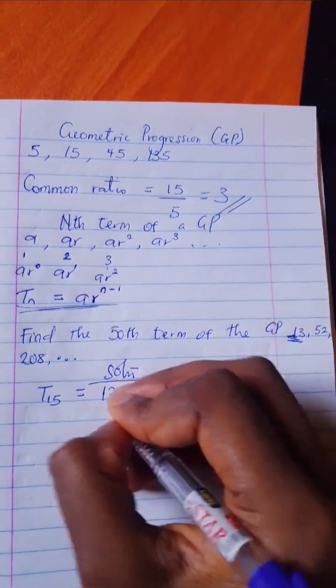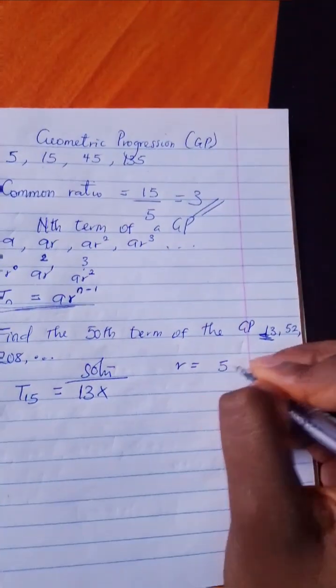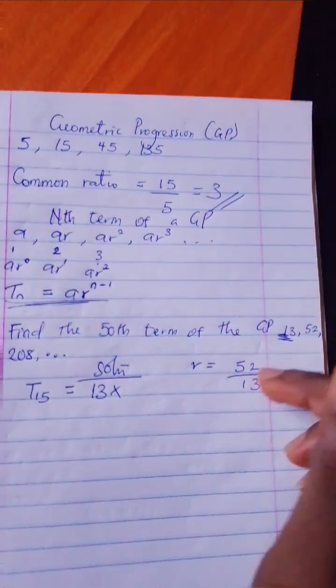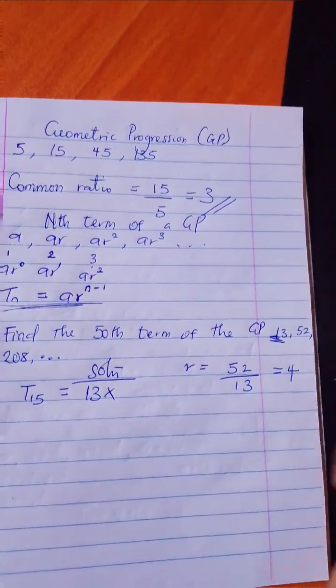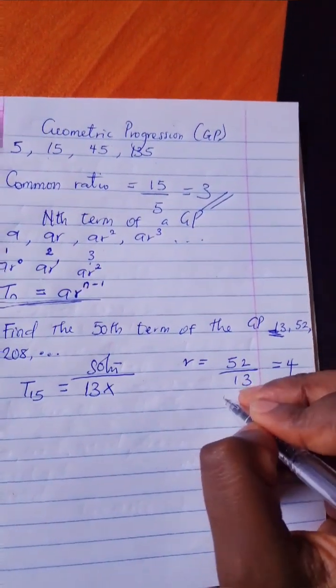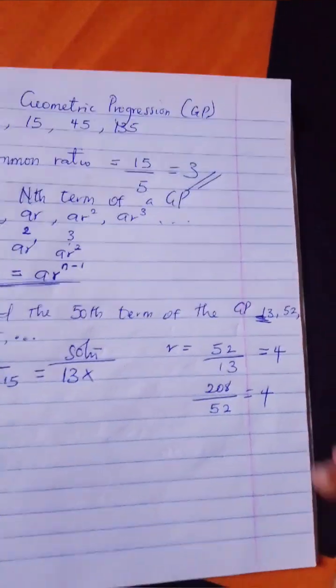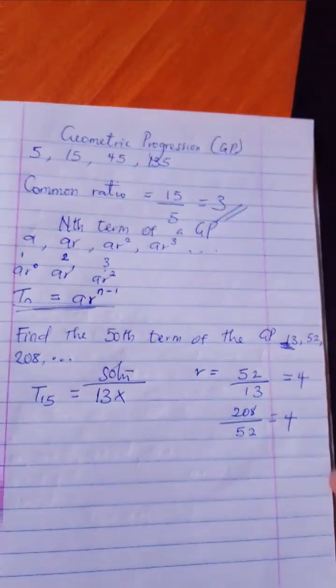So I'm going to be having 13 multiplied by my common ratio, which is 52 divided by 13, and 52 divided by 13 is equal to 4. To be sure that this is actually a geometric progression, you can also do 208 divided by 52, and you're still going to get 4. So the common ratio here is 4. So I'm going to be doing 13 multiplied by 4 raised to power 15 minus 1. And this gives me 13 multiplied by 4 raised to power 14.